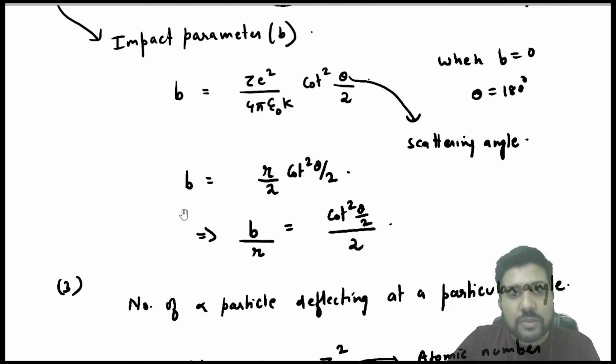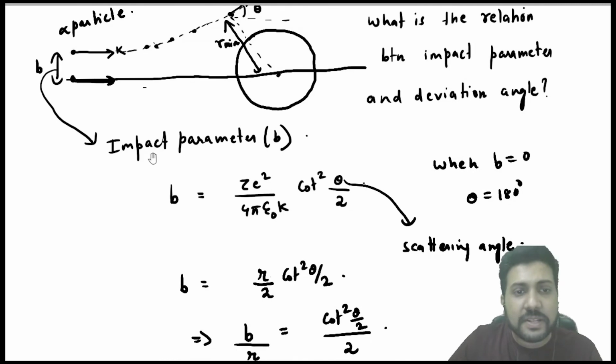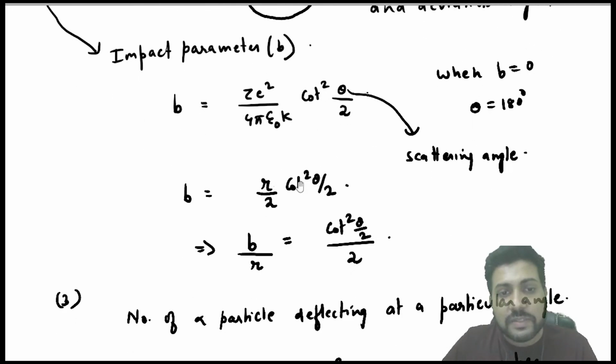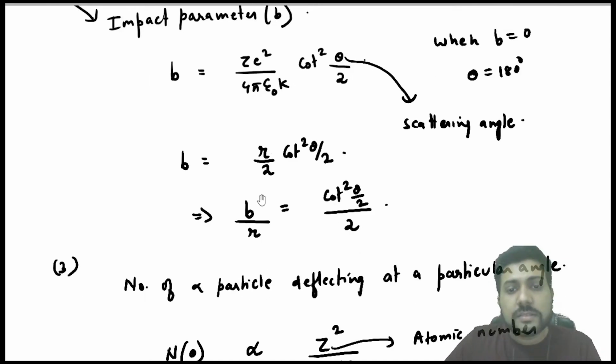They can sometimes ask you the relation between the impact parameter, the distance of closest approach during head-on collision, and the scattering angle. So you will say B is equal to R by 2 cot square theta by 2. From this you will get B by R is equal to cot square theta by 2, or the ratio of the impact parameter to the distance of closest approach during head-on collision is cot square theta by 2 divided by 2.